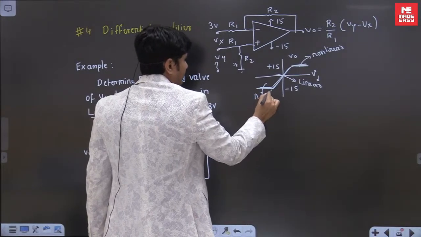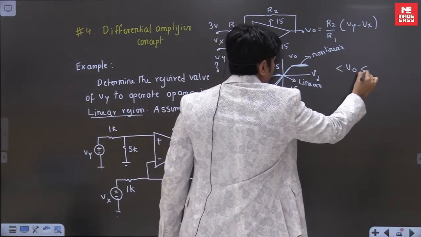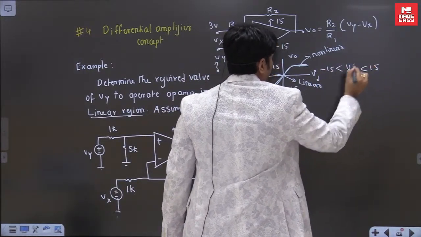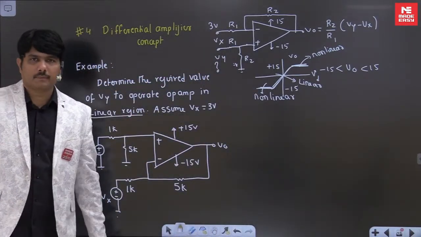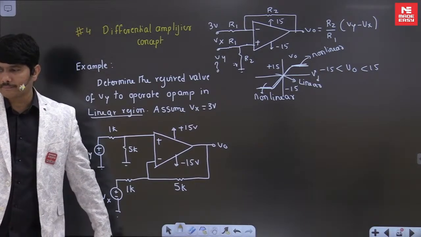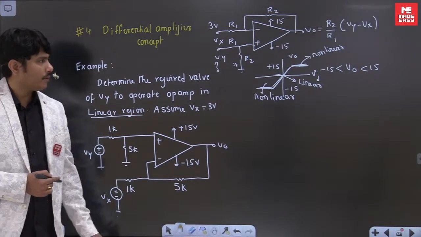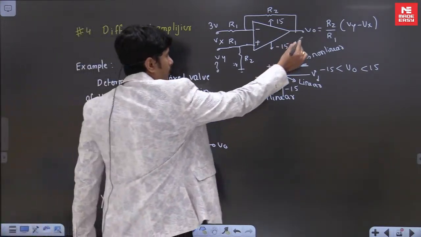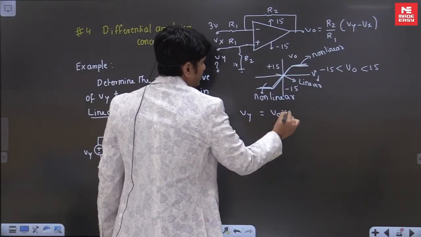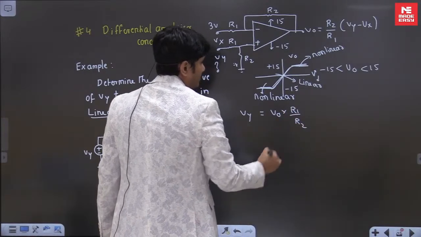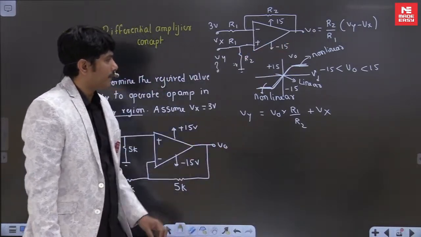So can I write the condition? Your output should not cross minus 15 and 15. This is the condition I got for the output. Your output should not move above 15 or below minus 15. Then you will be in linear region analysis. Correct? With this concept, now you can start finding the range. How to find the Vy range? According to this formula, Vy can be written as V0 into R1 by R2 plus Vx. So rearrange this formula and get Vy first.